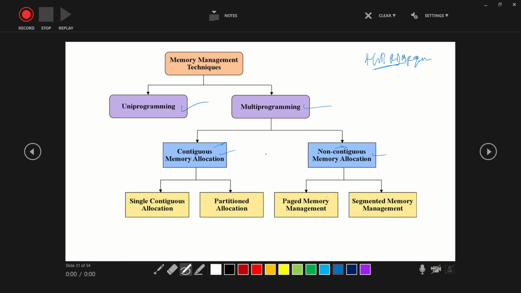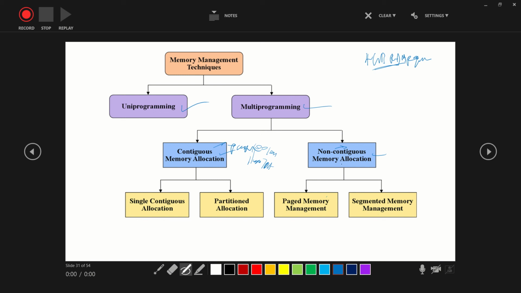contiguous and non-contiguous. Contiguous means page-based allocation, a bulk of data from 1001H to 1007H. So that is contiguous memory allocation.